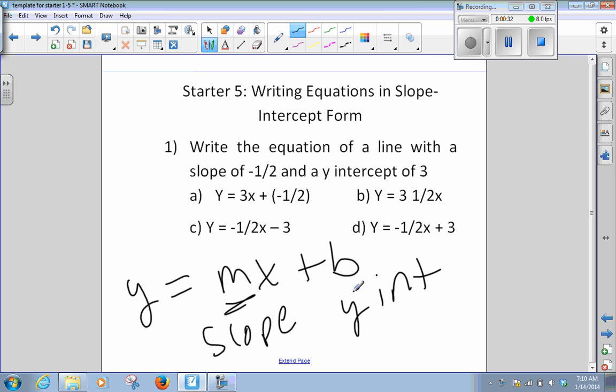So let's look at our question. It says, write the equation of a line with a slope of -1/2 and a y-intercept of 3. Well, this one has the y-intercept where the slope should be in front of the x, so that's not it. This one, 3.5x, just added the slope and the y-intercept together. This one has the slope, but the y-intercept is 3, and this has a -3. So here it is, -1/2 in front of the x to represent the slope, and then a +3 second to represent the y-intercept.